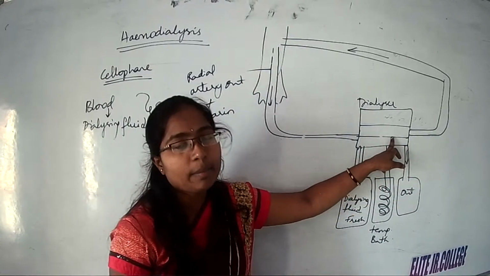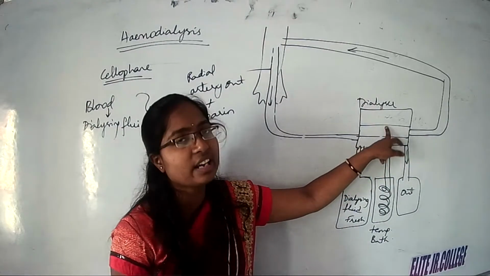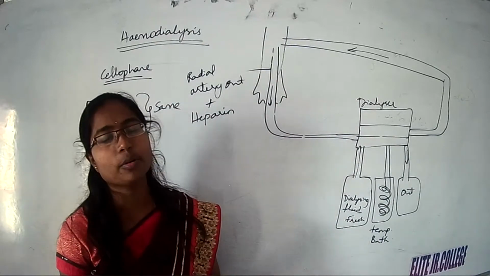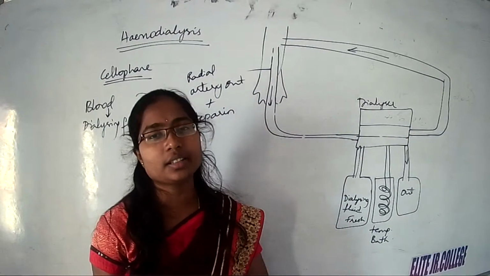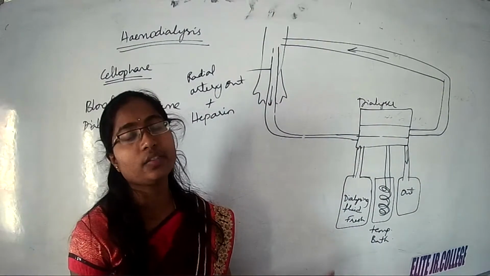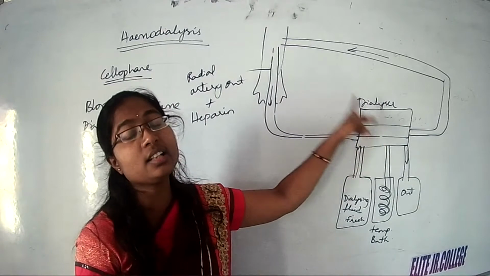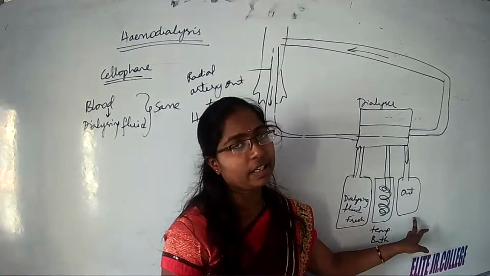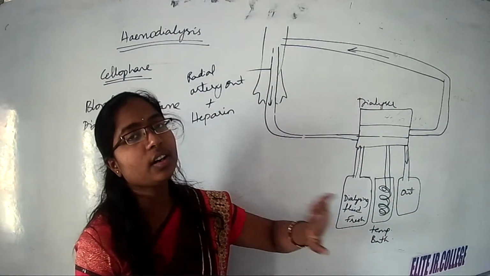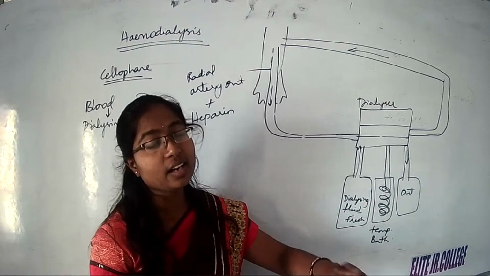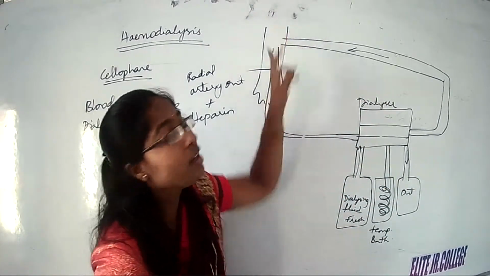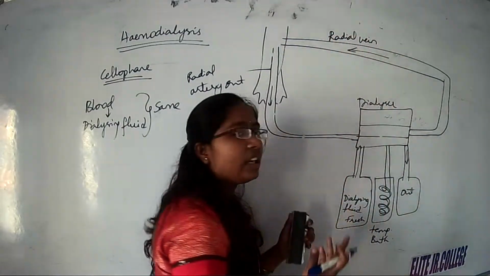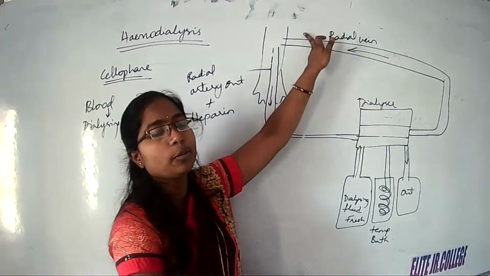When the blood and the dialyzing fluid flow in the dialyzing machine, since both have the same composition except that there are no waste materials in the dialyzing fluid, the cellophane channel allows the movement of the waste materials into the dialyzing fluid, and that used dialyzing fluid is kept separately. After that, the clean, pure blood is sent back into the body through the radial vein, generally through any large vein, but mostly through the radial vein.